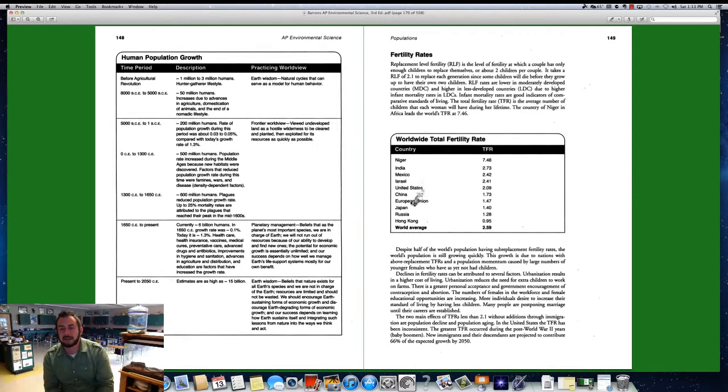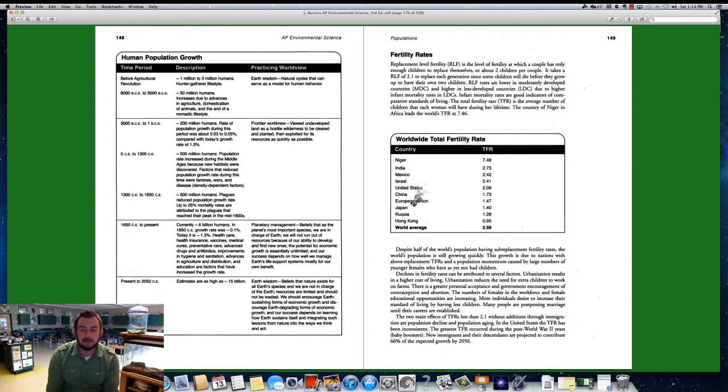And more individuals desire to increase their standard of living by having fewer children. You have fewer children, that means everybody in your family actually lives better. Many people are postponing marriage until their careers are established, and then even having kids later as well. Two main effects of total fertility rate being less than 2.1 without additions through immigration are population decline and population aging. In the U.S., TFR has been inconsistent.